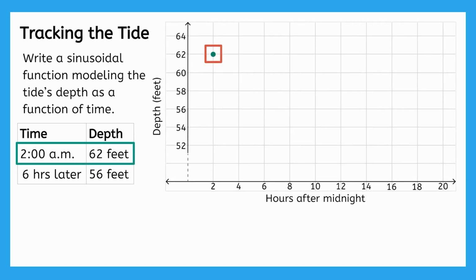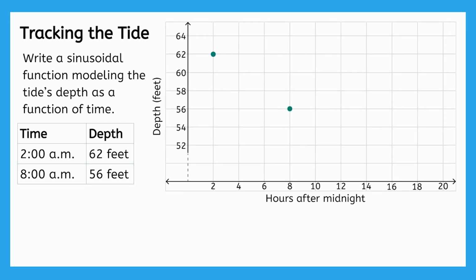At 2 a.m., the water was 62 feet deep. That gives us a maximum of 62. 6 hours later, the water was at its minimum depth of 56 feet. What time was that? Right, it was 8 a.m., so we can plot a point at (8, 56).